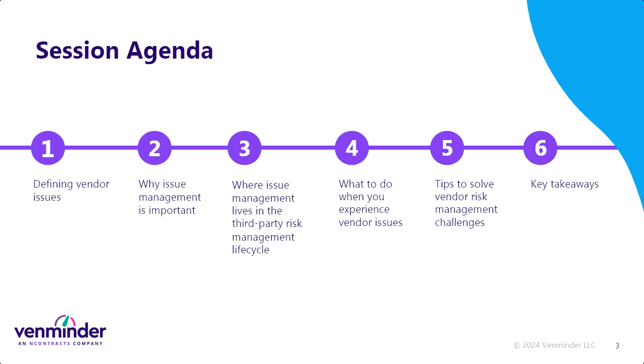Thanks, Jessie. So let's go ahead and take a quick look at the agenda for today's session. First, we're going to talk through a definition of vendor issues and then move on to why it's important to manage them. Then we'll take a look at the third-party risk management lifecycle and where you would likely find issues falling within it. And of course, we need to talk about what to do with these issues and talk about some tips to solving them and the challenges with some issues. And then, of course, we'll end with some key takeaways as we always do. So let's just jump right in.